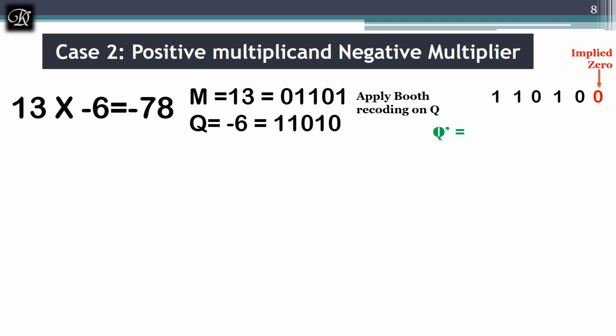The second case is the multiplication of a positive multiplicand and a negative multiplier. This is where we were not able to find the answer with our school-day technique in binary, right? So we'll see that. I'm having 13 as before, it's a positive number, no need to worry. Find the binary version of it, and the multiplier is -6.